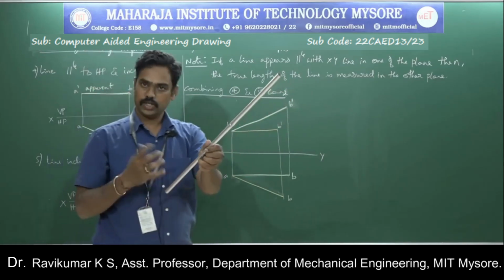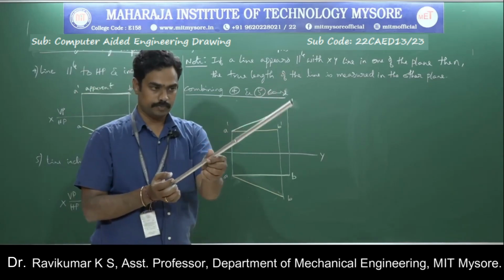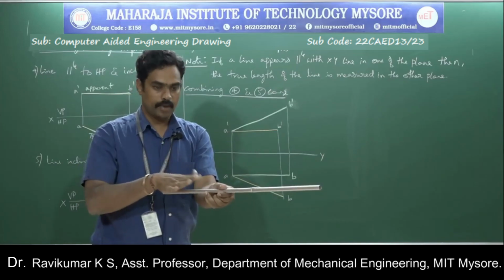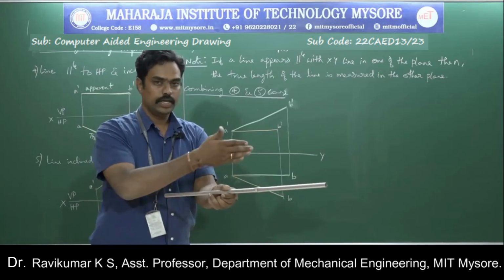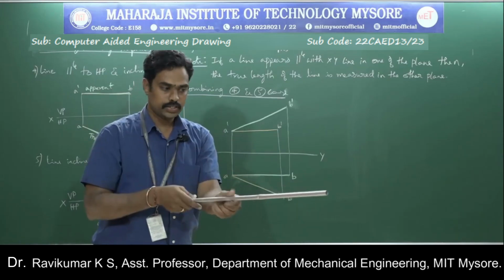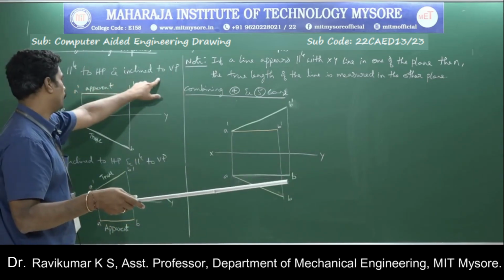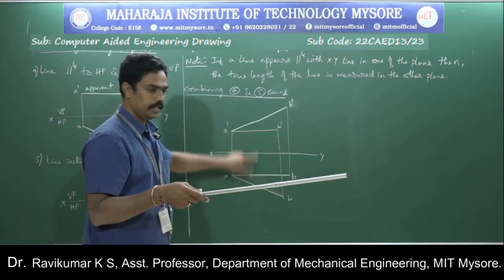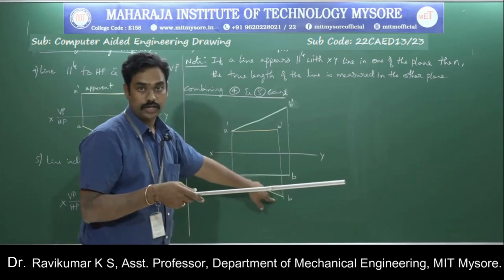Similarly, this is inclined to both the planes. Now I'm taking off the inclination with respect to HP, something like this. I have made this line parallel to HP. Now this is parallel to HP and it is inclined to VP. So this is the fourth case, line parallel to HP and inclined to VP, where you will get the yellow lines like this, where this is the true length, in the top view.